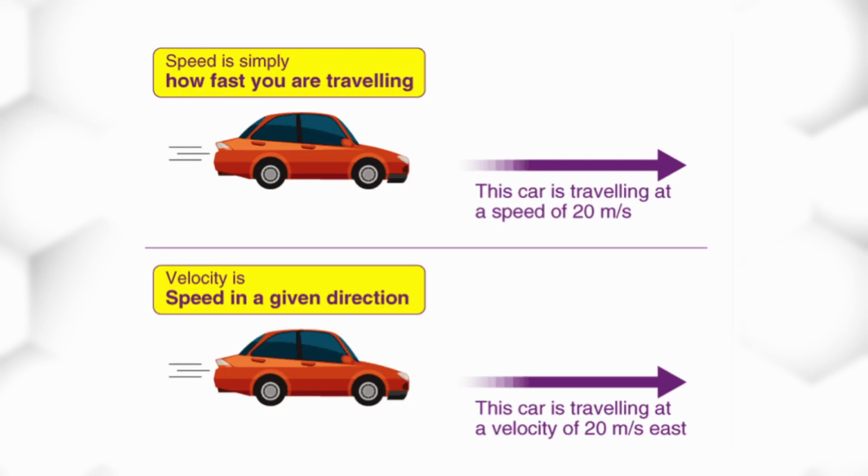We can distinguish between the speed and velocity as follows. Speed is a scalar quantity, which means it has no direction. It denotes how fast an object is moving. Velocity is a vector quantity, which means it has both magnitude and direction.